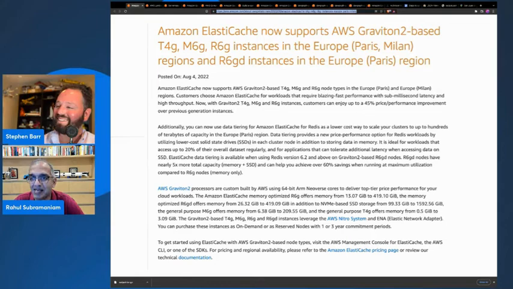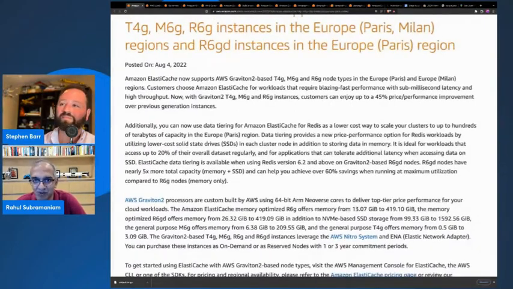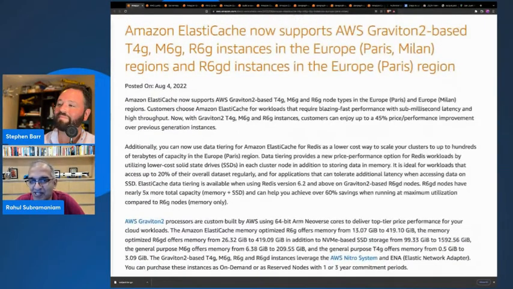Yeah, and this is ElastiCache as a managed service, right? Someone who's on ElastiCache shouldn't really care. The first thing that they should be doing is just changing the instance type for ElastiCache. So this is a no-brainer. This is cheaper. It's really hard to argue why you wouldn't do this.